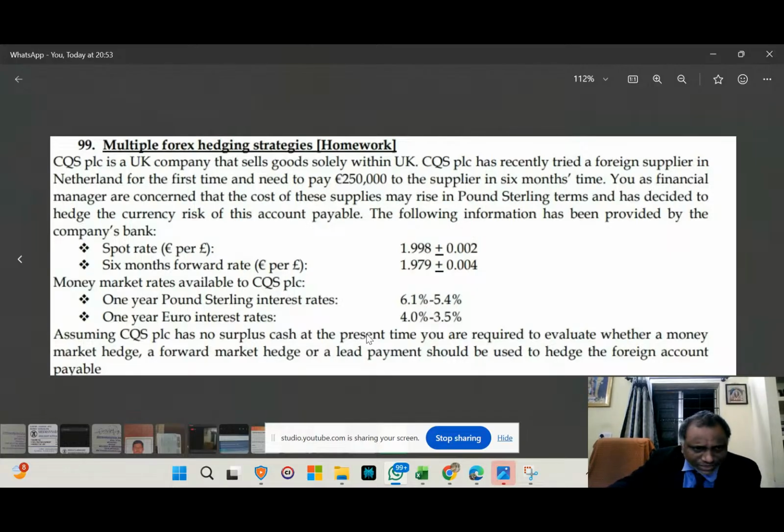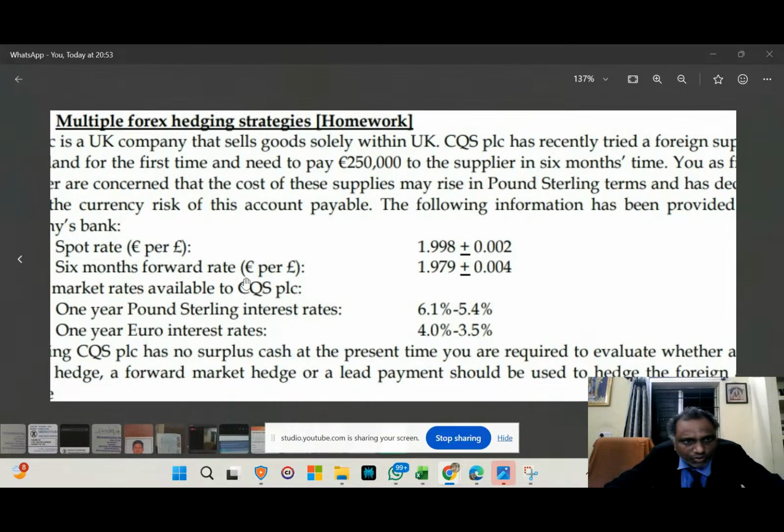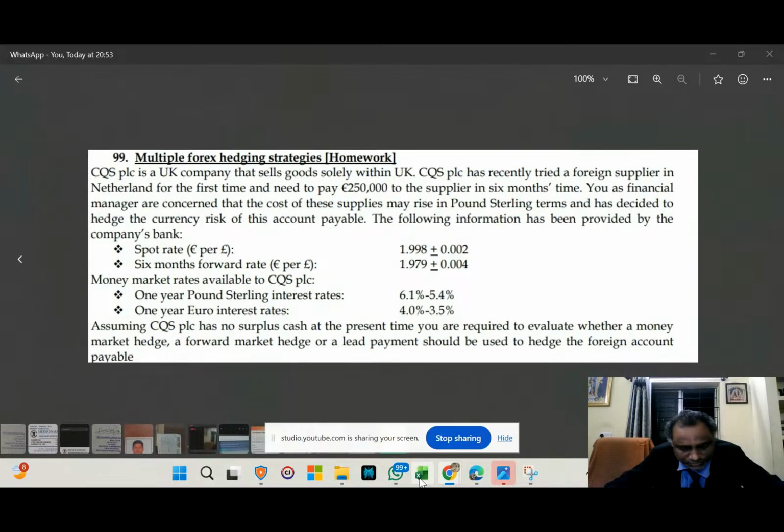Assuming CQS PLC has no surplus cash at the present time, you are required to evaluate whether a money market hedge, a forward market hedge, or a lead payment should be used to hedge the foreign account payable. Let us understand and go solve the question, my dear friends.